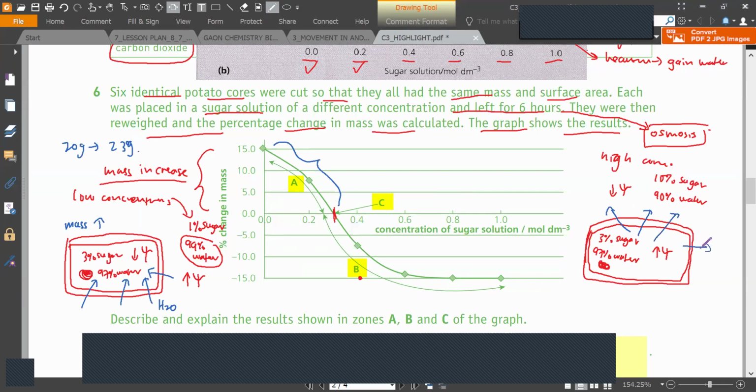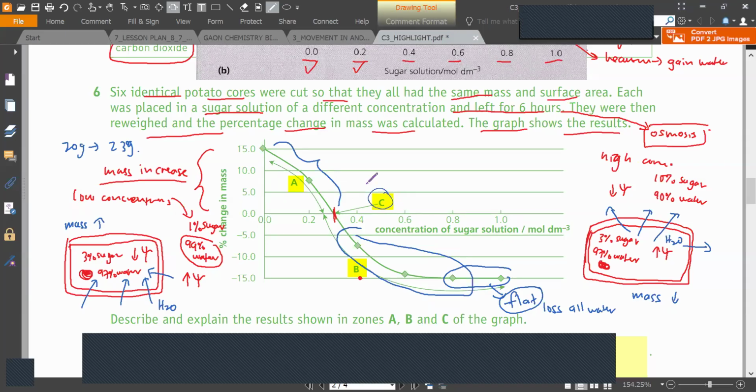Water goes out of the cell, so we expect the mass to decrease. That's why we see the mass decreasing. And then it becomes a flat horizontal line, which means it lost all the water that it has. It cannot lose any more.